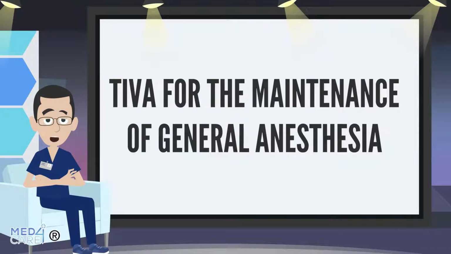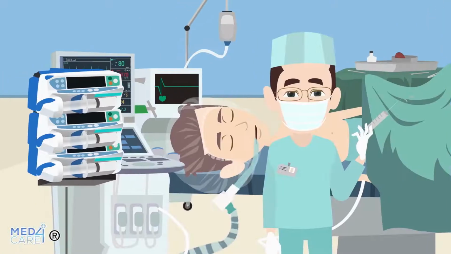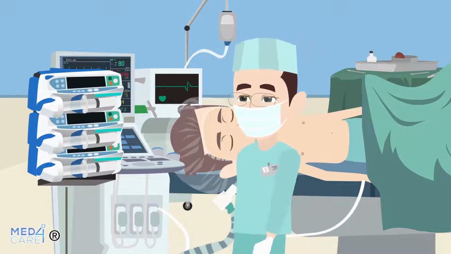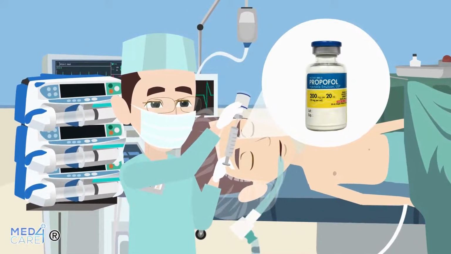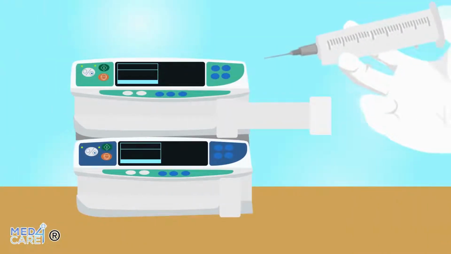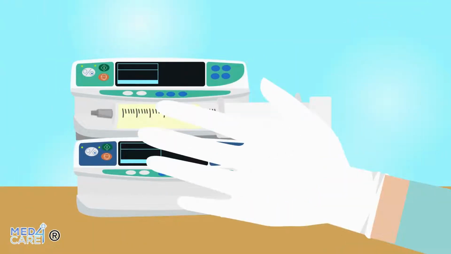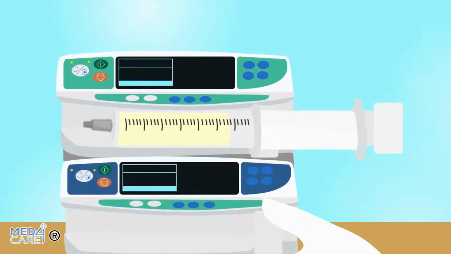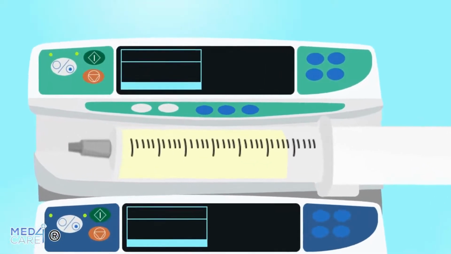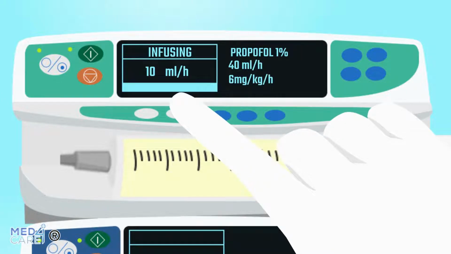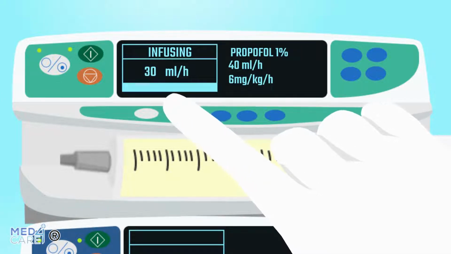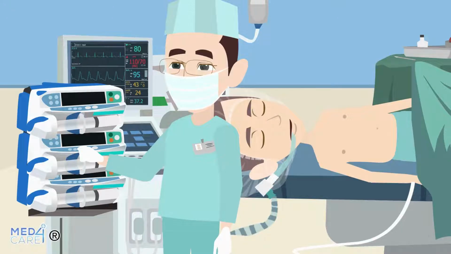TIVA for the maintenance of general anesthesia. General anesthesia can be maintained with continuous intravenous infusion of anesthetic drugs. The most widely used and widespread is propofol. The infusion can take place in two modes, simple TIVA and TIVA TCI, or target controlled infusion. In simple TIVA mode, a simple infusion pump is used, which determines a continuous and constant infusion of the same amount of anesthetic over time, which can be manually modified as needed.